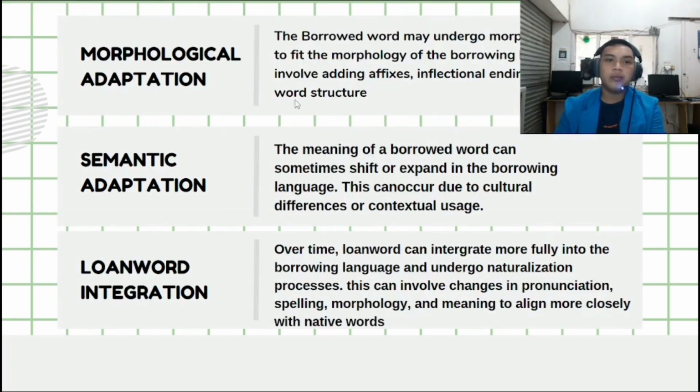And the next is morphological adaptation. The borrowed word may undergo morphological change to fit the morphology of the borrowing language. This can involve adding affixes, inflectional endings, or altering word structures. And the next is semantic adaptation. The meaning of a borrowed word can sometimes shift or expand in the borrowing language. This can occur due to cultural differences or contextual usage.